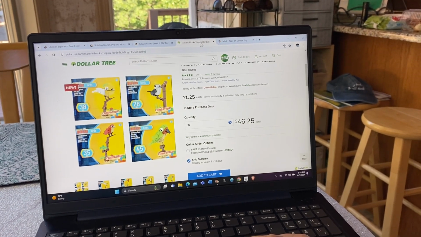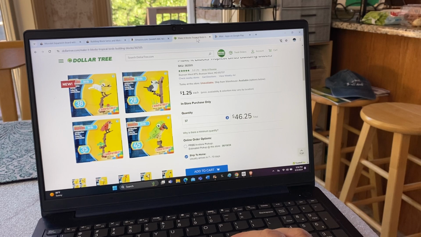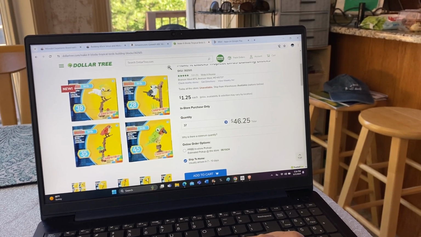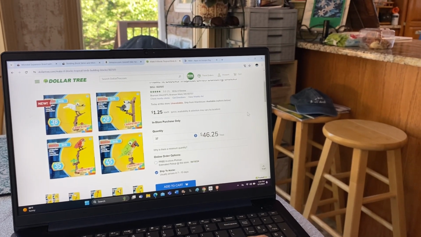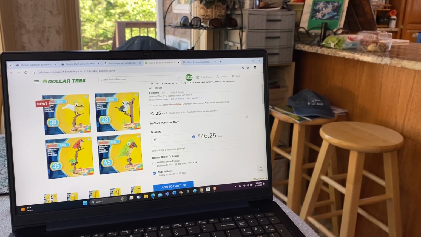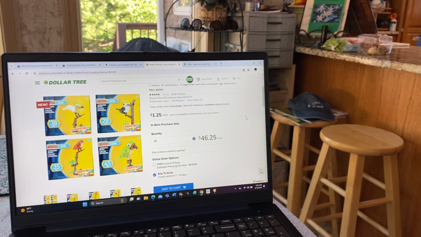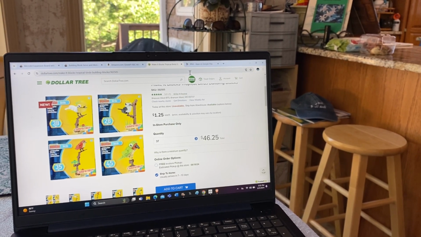Now this shows that you have to buy several packs, but at the actual store, the bricks and mortar store called Dollar Tree, we don't need to buy a case quantity. We can buy one pack at a time for $1.25.